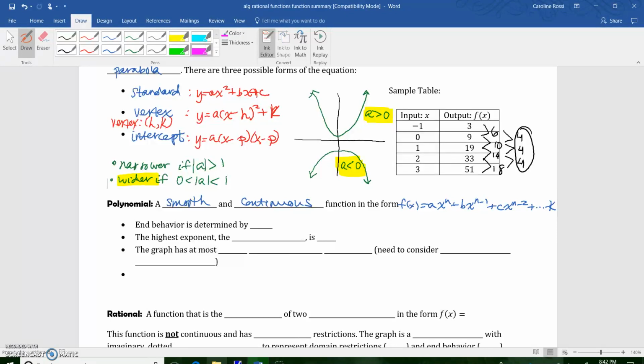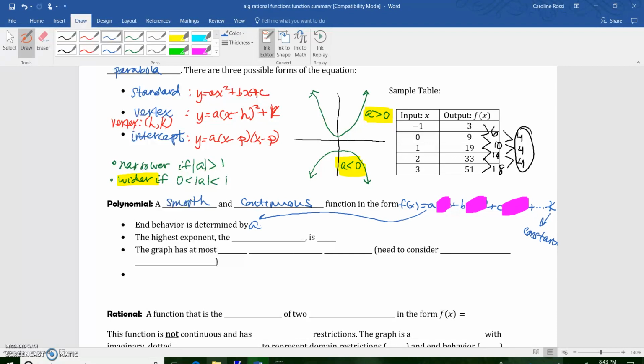Remember, the standard way to write it means your exponents go in decreasing order all the way down to the constant at the end. And your constant could be 0. It just means there wouldn't be a number down there. And whenever we sketch polynomials, our end behavior was huge. The end behavior was determined by a out front.